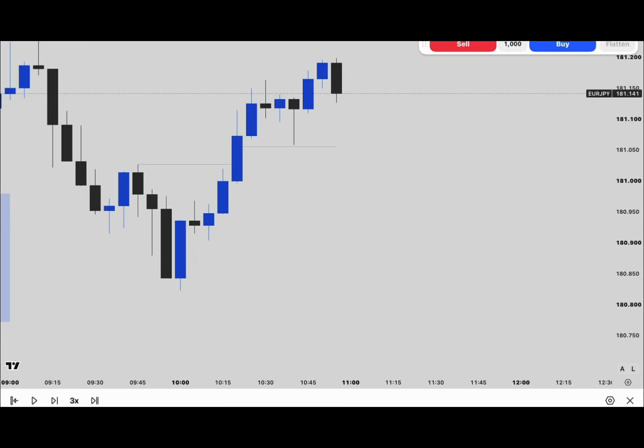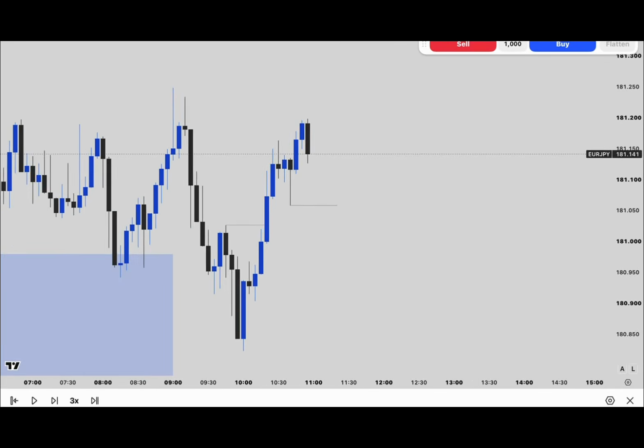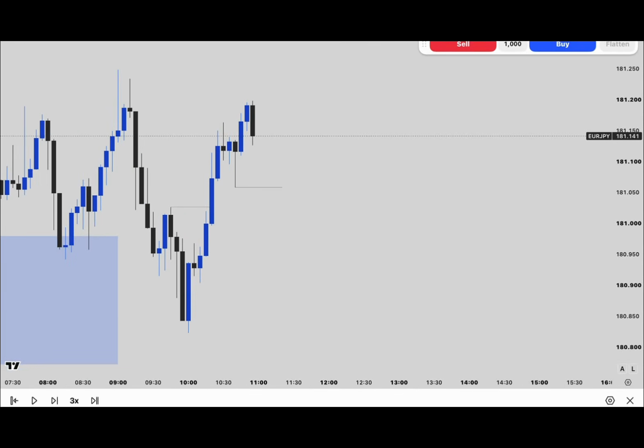Then I wanted to scale down to the lower time frame to see if price has given me anything else. Now, if you take a good look at this level, you can see that price has given us what? A pullback or our inducement. A pullback or our inducement has been given to us. Let's still scale down to our lower time frame.